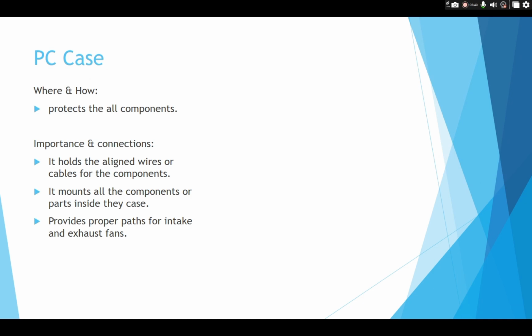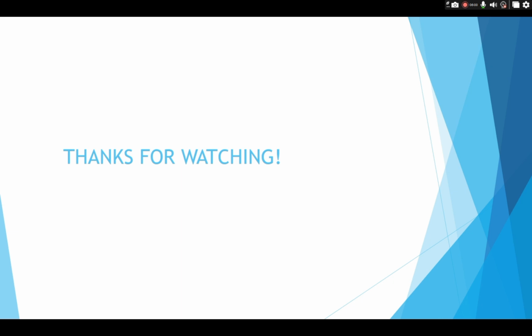PC case. Where and how? Protects all components. Importance and connection. It holds the aligned wires or cables for the components. It mounts all the components or parts inside the case. Provides proper path for intake and exhaust fans.